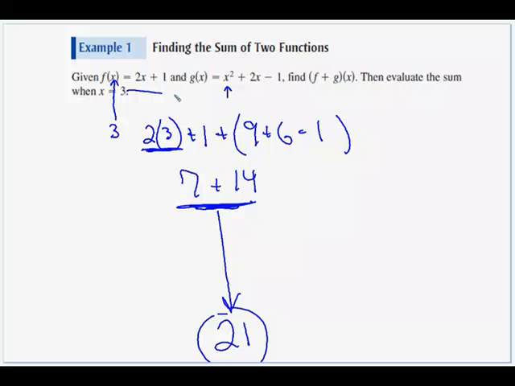Here we just did it in two steps. We ran the same number through both functions and then added. And when we originally started, we added the functions and then put the number through those functions.